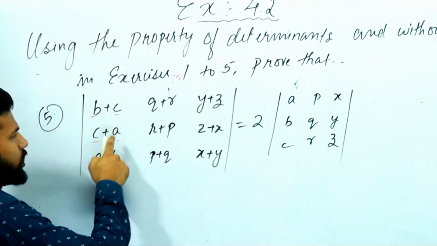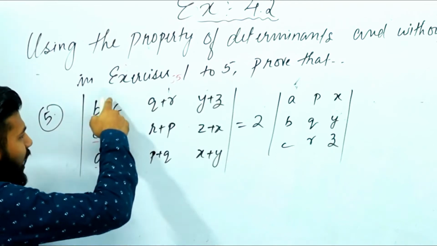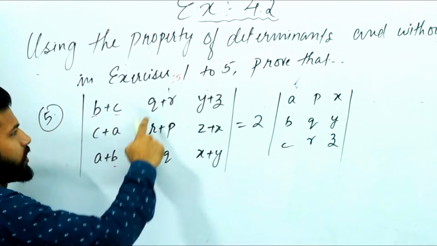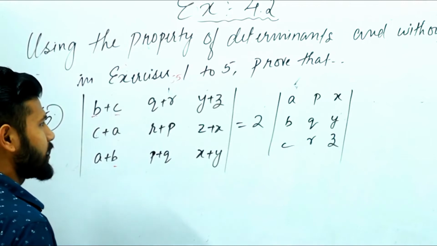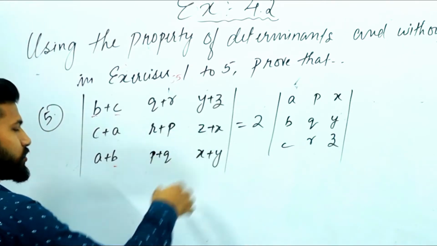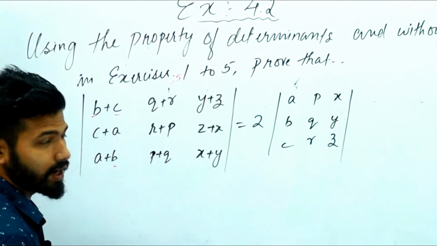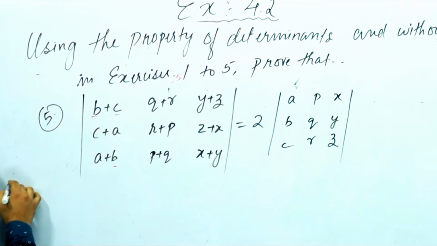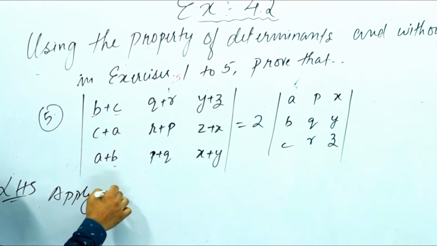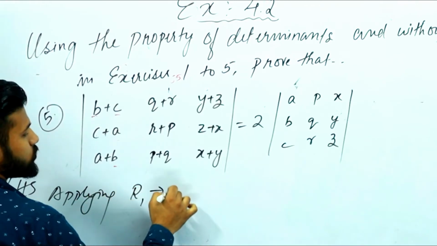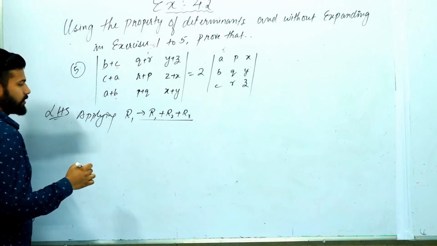You can say it's the same thing, right? 2 A is there, 2 B is there, 2 C is there. So let us add all the rows here, first row, second row, third row, and the same similarity you can see in the third case. So let us apply the property. We have to prove the left hand side is equal to right hand side. So we have to use the property, then only we can prove it. Left hand side, applying what property? R1 is changed to R1 plus R2 plus R3. This is the change that we are bringing here. So let us bring the change.